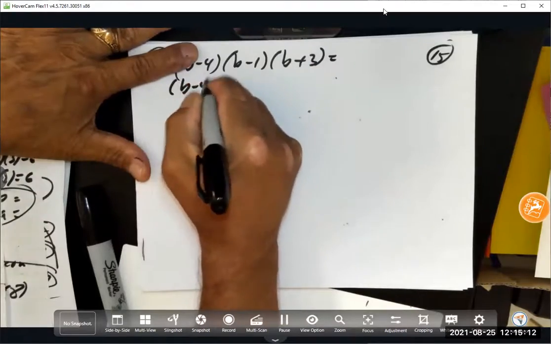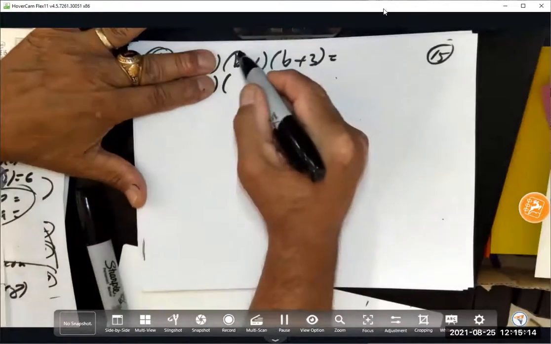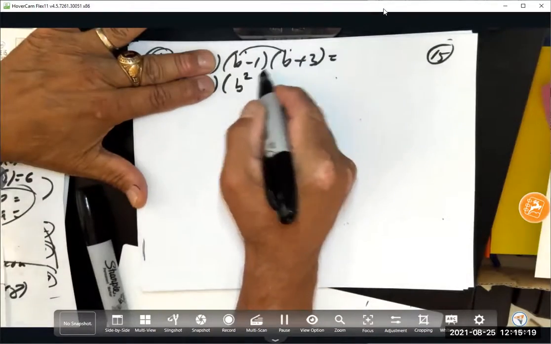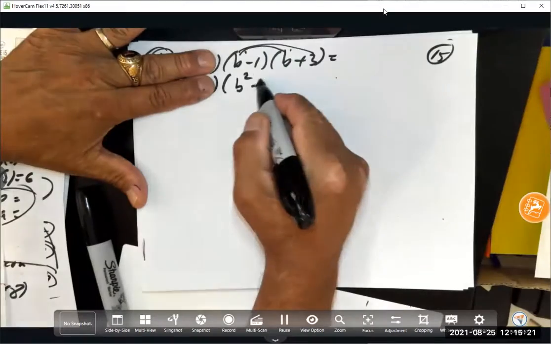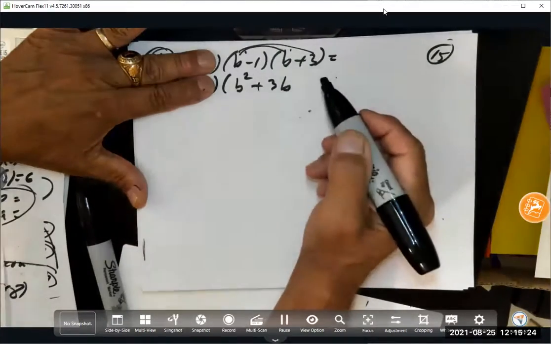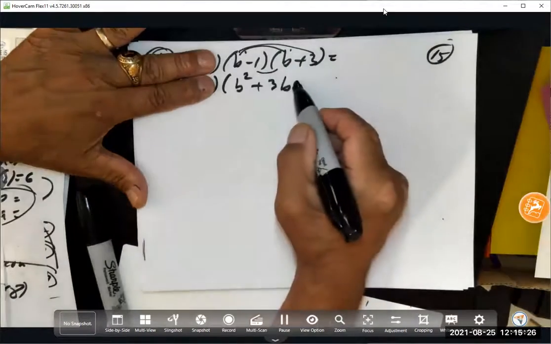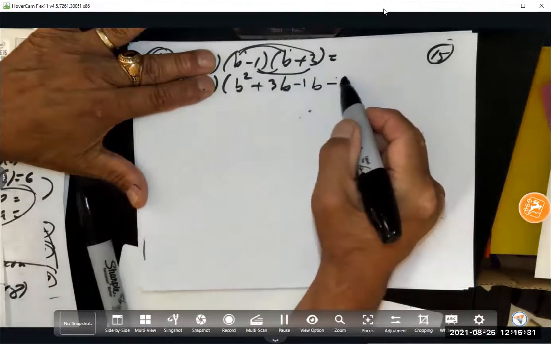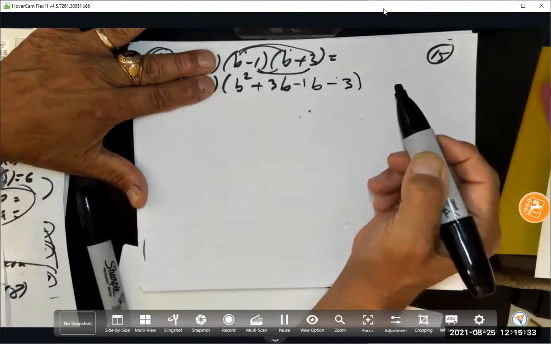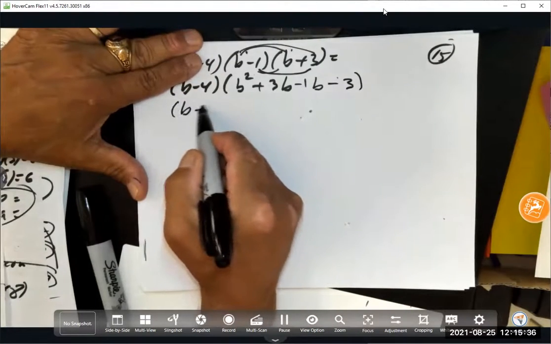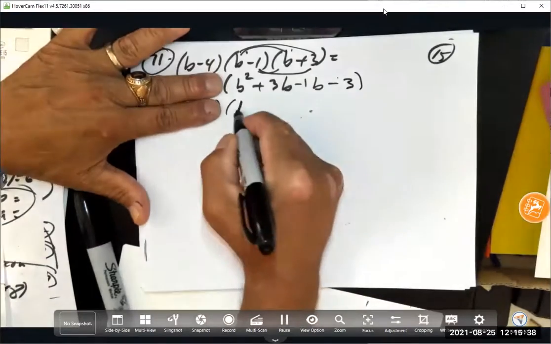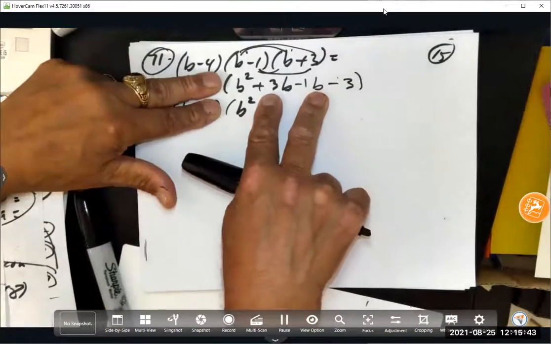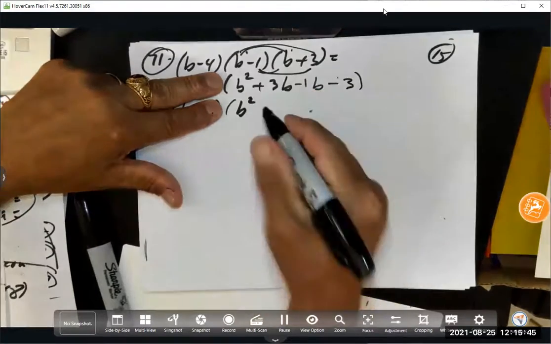Yes, sir. So let's do that. B times B is B squared. B times 3 is 3B. Negative 1 times B, negative 1B. And the negative times the positive is a negative 3. Is that okay right there? Yes. So now this is going to be B minus 4, and this is B squared. What is 3B minus 1B? Positive 2B. Yes, 2B.